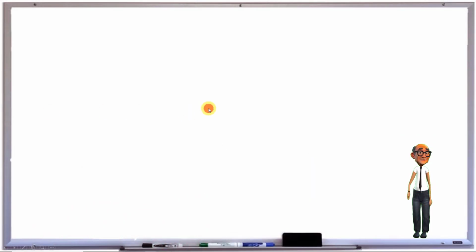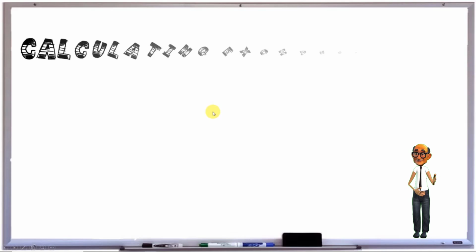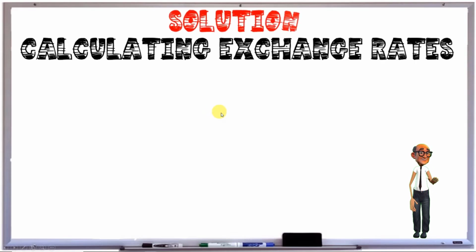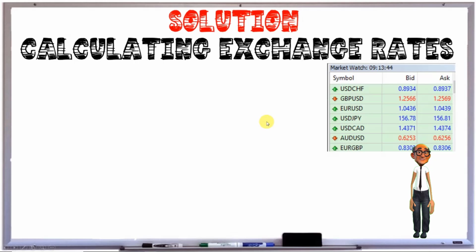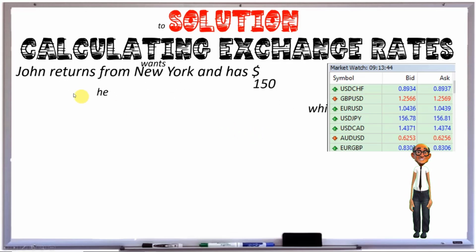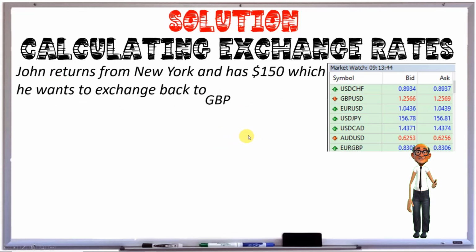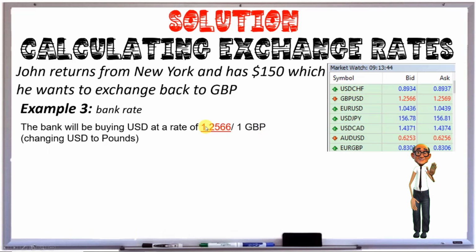Okay, now that you have solved it, let's have a look at the solution, of course. Once again, the bank rates, righto. So, the whole story once again. Right, let's have a look at it. Example number 3, using the bank rate. And of course, the bank rate that we'll be using is the bid one, right? Because they are buying the dollars back from us, and they are selling pounds, right?